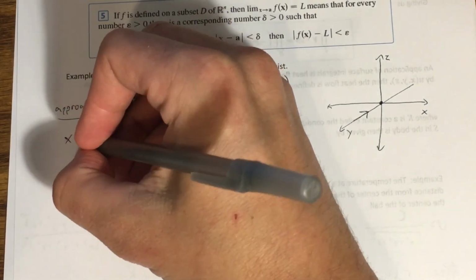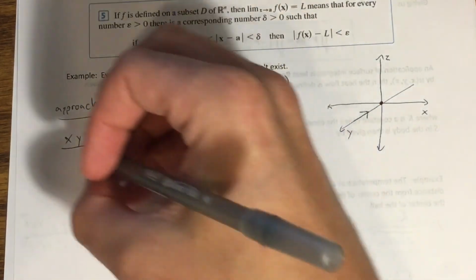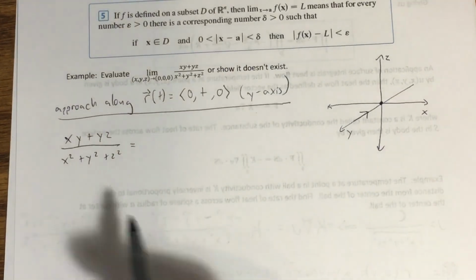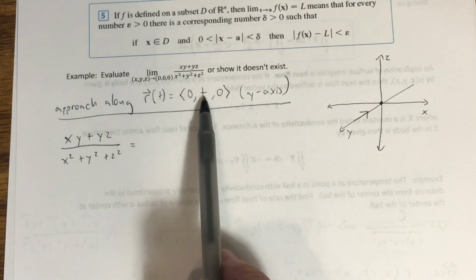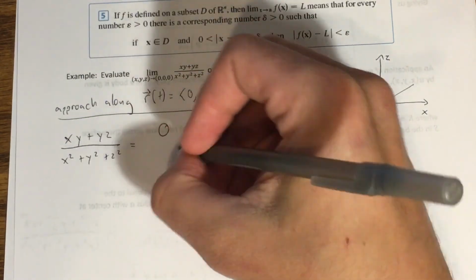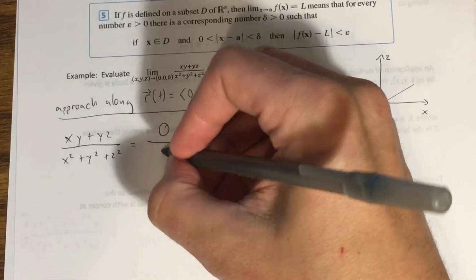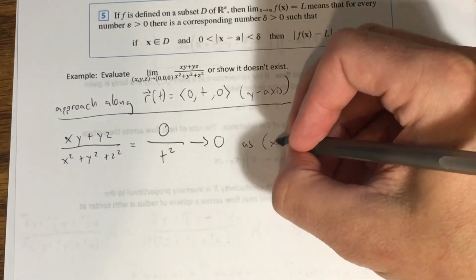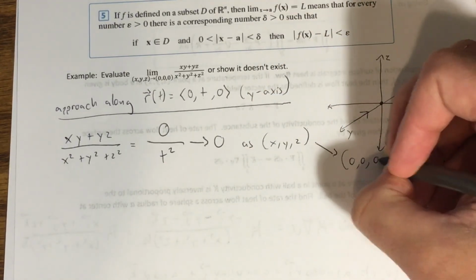What happens to xy plus yz over x squared plus y squared plus z squared? Well, xy becomes 0t, which is 0. yz becomes t times 0, which is 0, so my numerator goes to 0. x squared and z squared both become 0, and that leaves me just with y squared, which I'm substituting a t in for, t squared. This goes to 0 as x, y, z goes to 0, 0, 0.